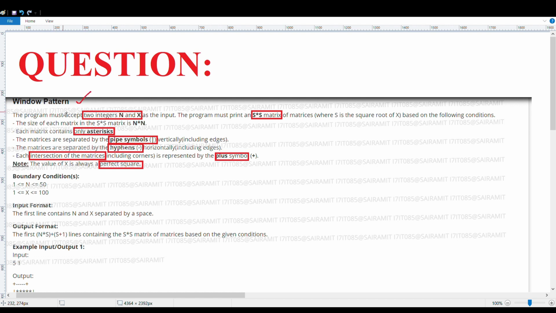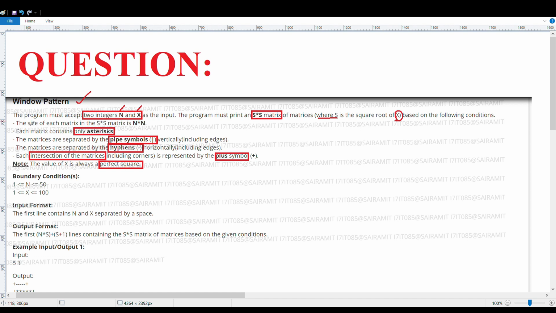Moving ahead with the question, you have to accept two integers. First one is n and second one is x. The program must print an s into s matrix of matrices. Now what is s? s is the square root of x, based on the following conditions.